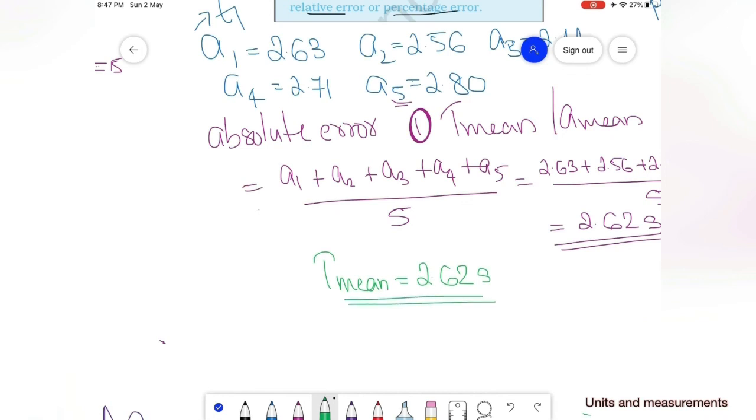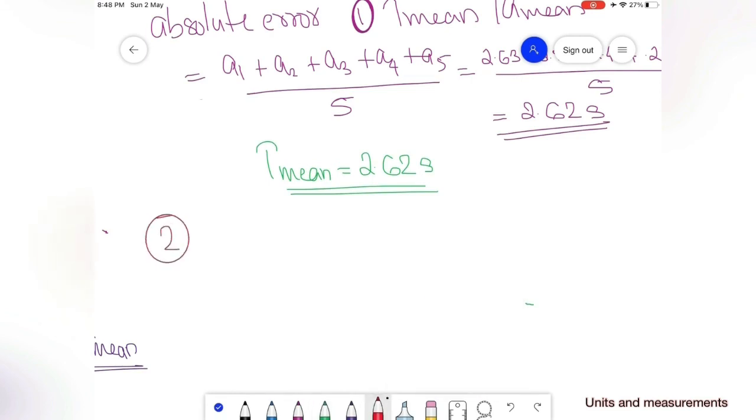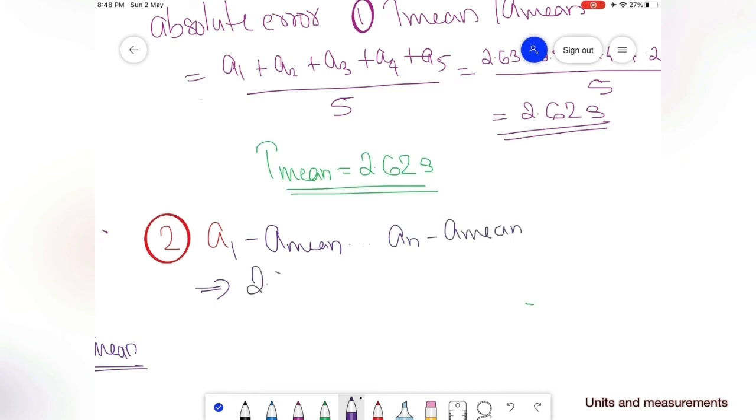Alright, now let's go to part 2. Okay, what is the second step here? Now the second step here is subtraction. So we are going to subtract A mean value or T mean value from A1. So T1, the first time period value, minus the mean T value. So what do we get? Let's see what steps it do. Here. So the first value here was 2.63. The mean value is 2.62. Subtracted, you get 0.01. Do this for the remaining 4 of them.